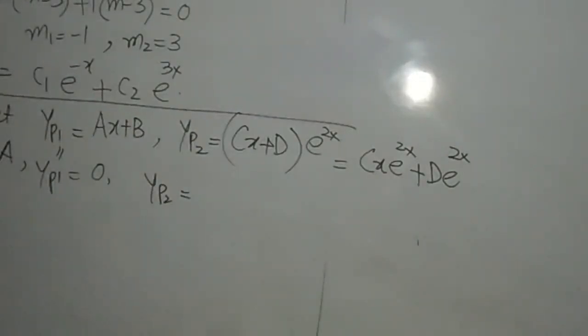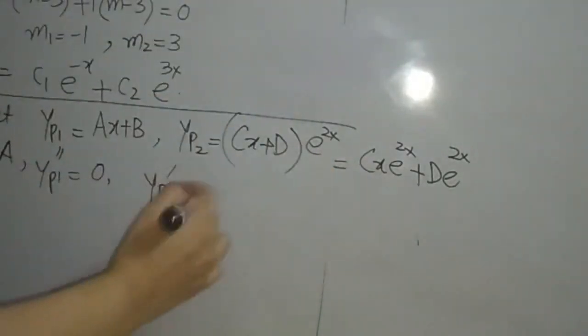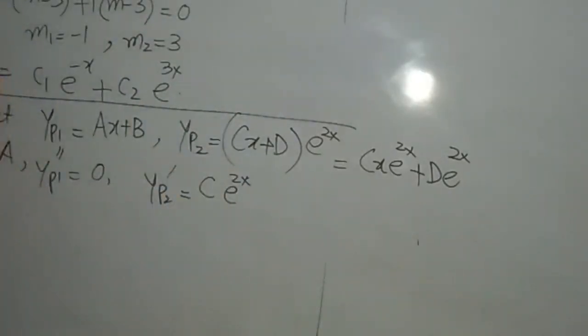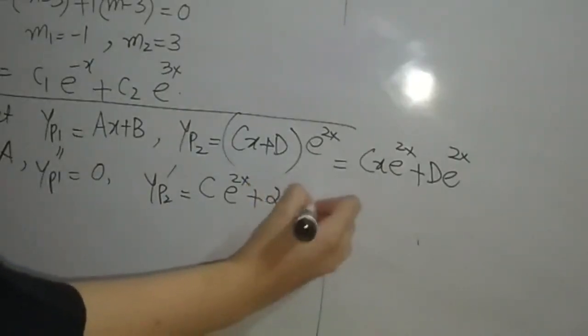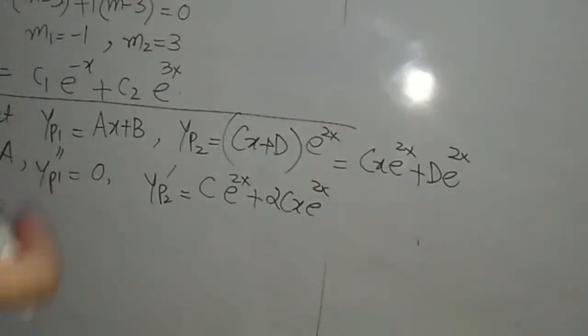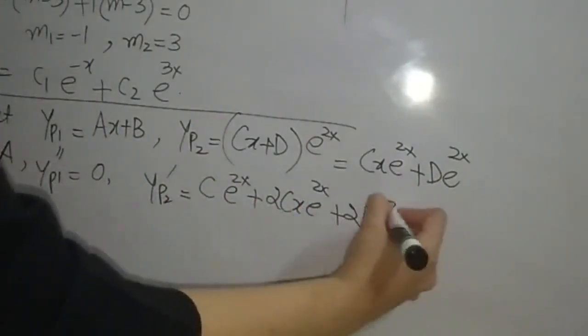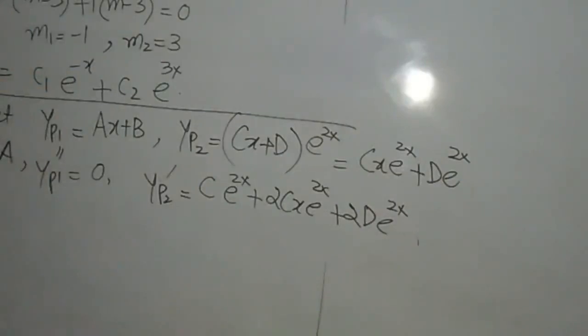Then I will check the first derivative of these two terms. The product rule is applicable here: c e to the power 2x plus 2 into cx e to the power 2x, because e to the power 2x has derivative 2 in the power. And also 2d e to the power 2x. That is the first derivative.